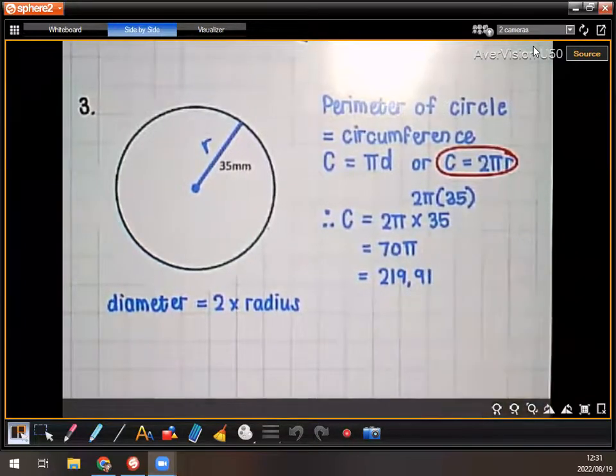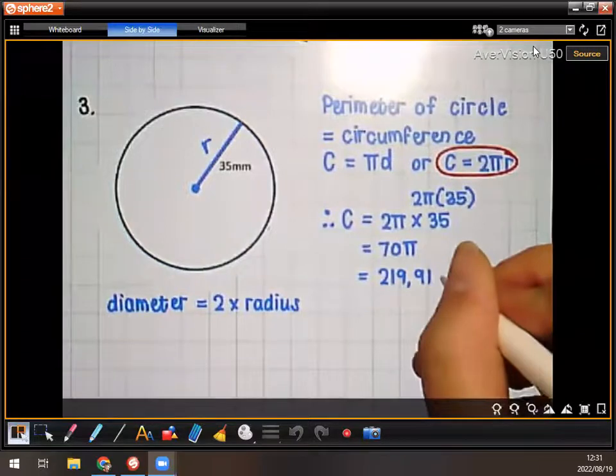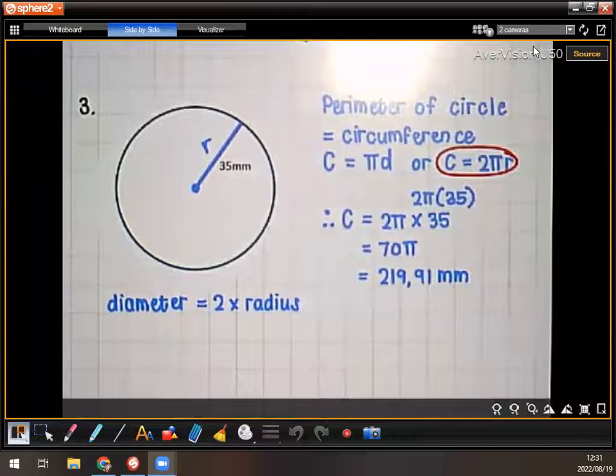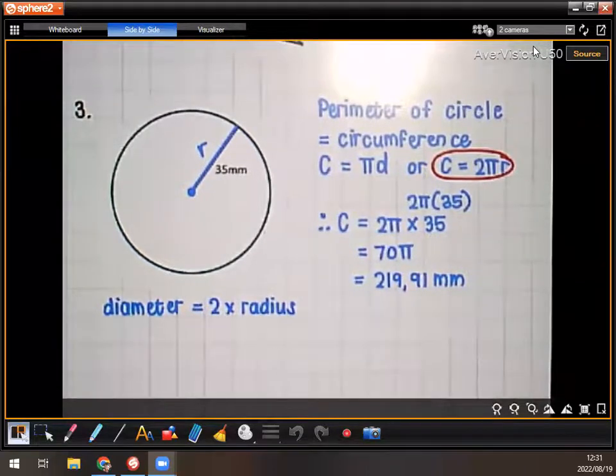219,91. And what was the unit that we worked with? Millimeters. Do I have to convert these millimeters to centimeters now? No, there are no other measurements. It's only if you have different measurements that you must convert one of them. Okay, final that one, guys, and I go to the next one.